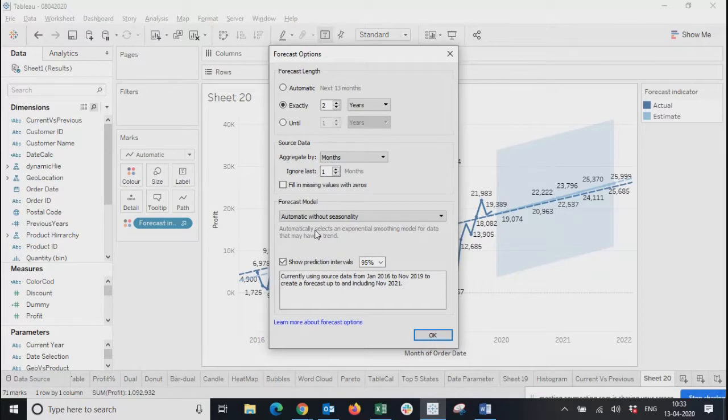Any idea? Bio, Smriti, what is seasonality? No, no idea.